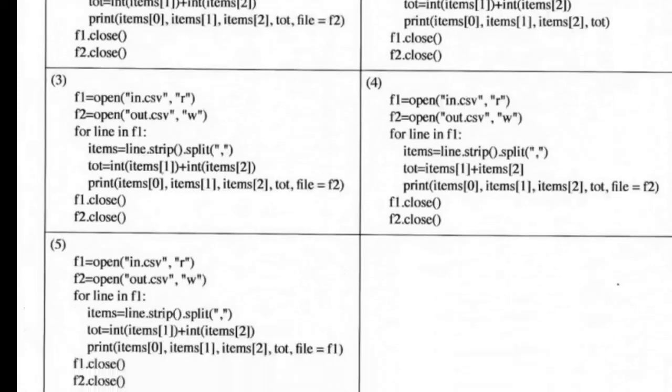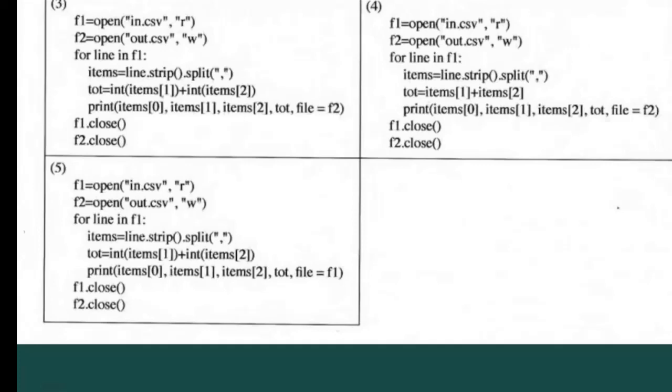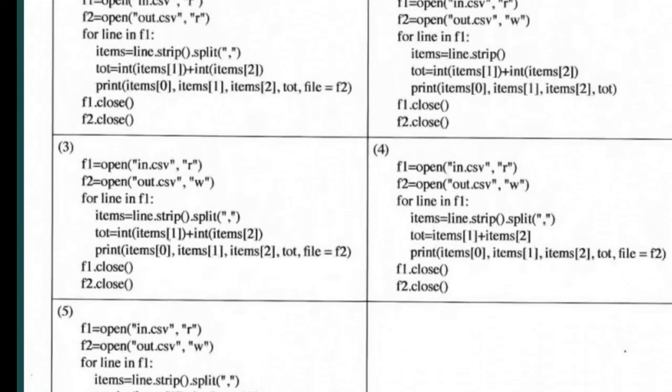What about the fifth one? Fifth one is incorrect, no? In this print statement, you can see at the end file equals F1. F1 is the in file, even if it's opened for writing, nothing happens there. Now the correct one is the third one. Okay, now I think I have covered almost all things.